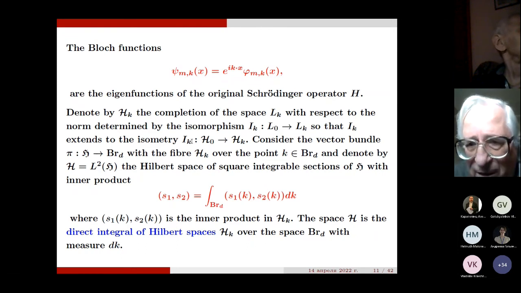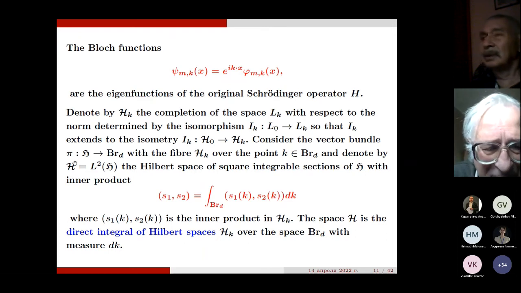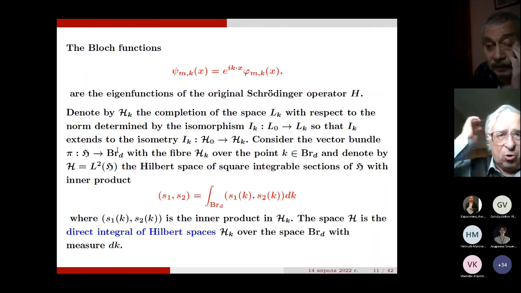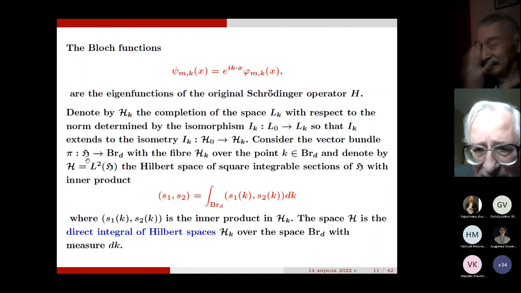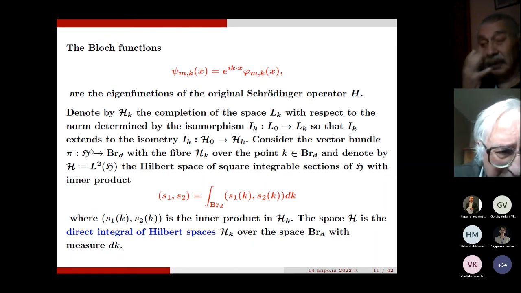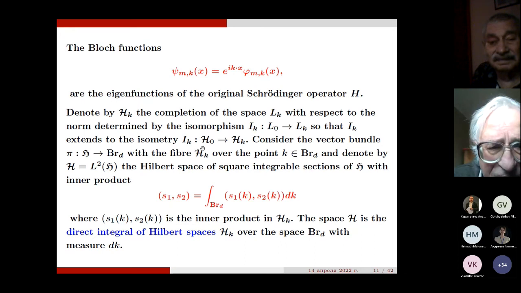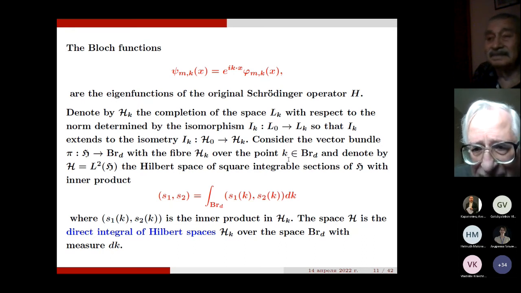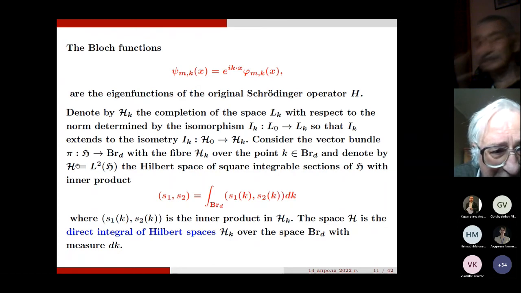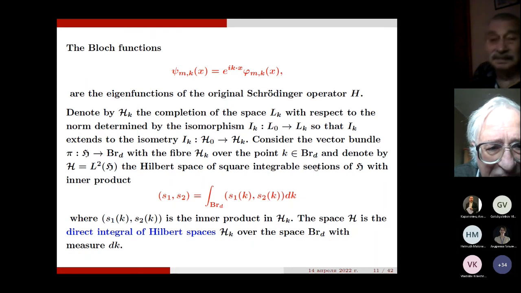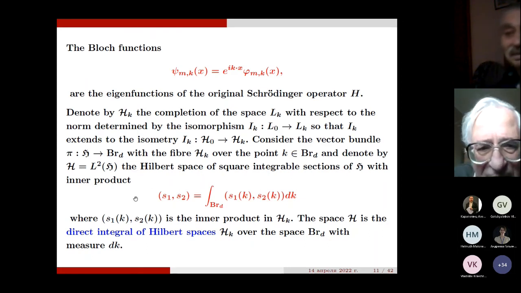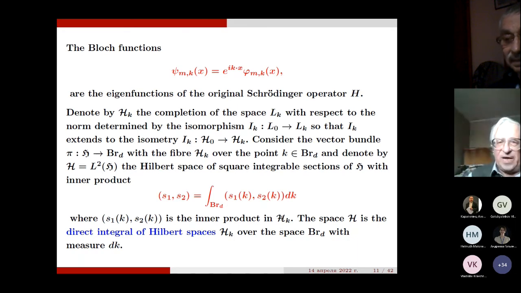Now, one of the main constructions is the vector bundle pi over the Brillouin zone. I recall that the Brillouin zone was this torus. I denote this vector bundle by Gothic H. It has the fiber H_k over the point k, and denote by H calligraphic, the same as L2 of H, the Hilbert space of square integrable sections of this bundle with respect to the inner product of s1, s2, which is just the integration of the inner products on the fibers H_k.